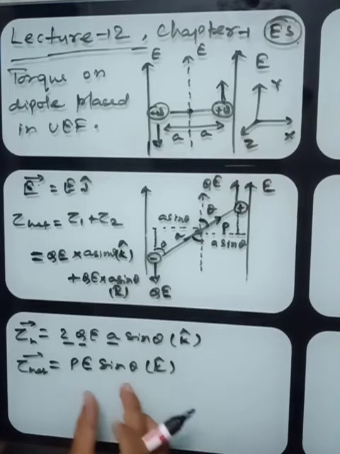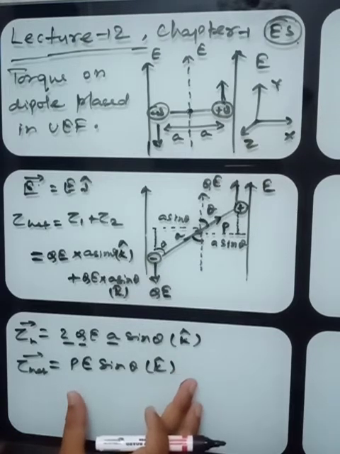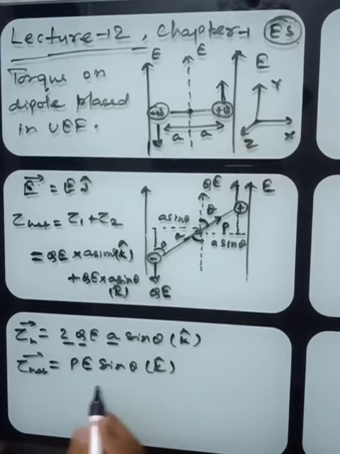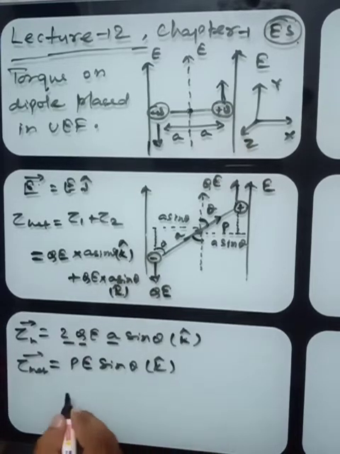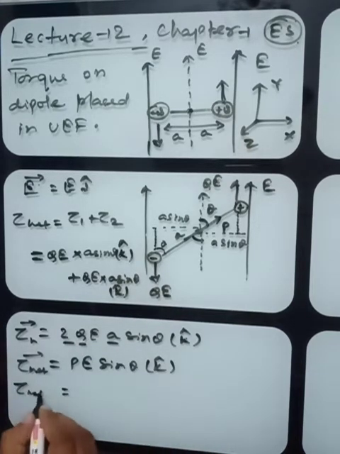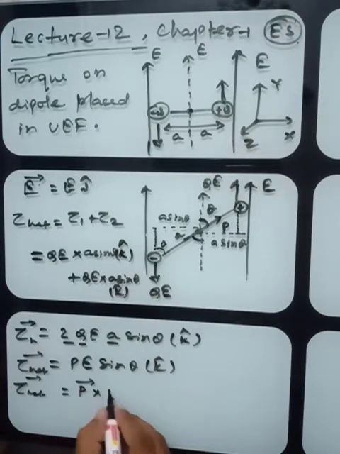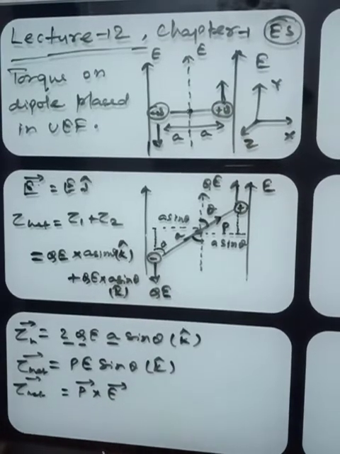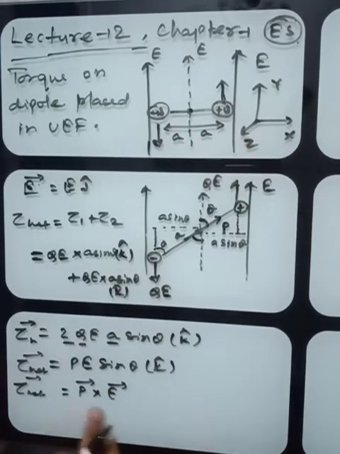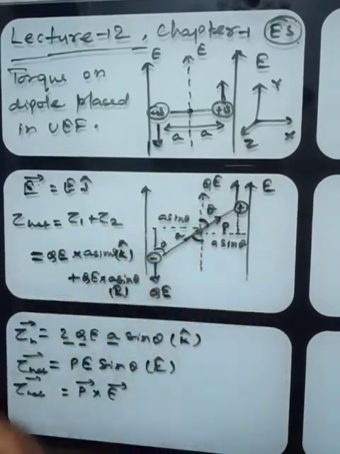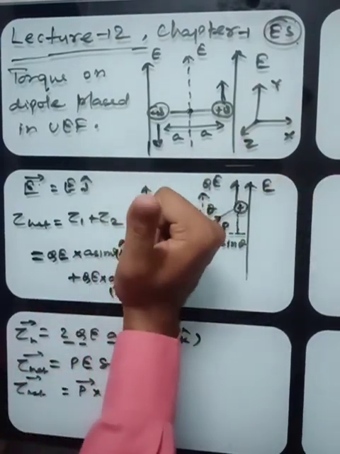Now look carefully, students. Since it is pE sin theta and has a direction, that is magnitude and direction, this is a vector quantity. Since p is also a vector quantity and E is also a vector quantity, you can write this in vector form as the cross product. Tau net is p cross E. Now if you ask, why p cross E, why not E cross p, then I'll tell you: if p cross E, with p and E in this direction, p cross E will give you the direction upward.